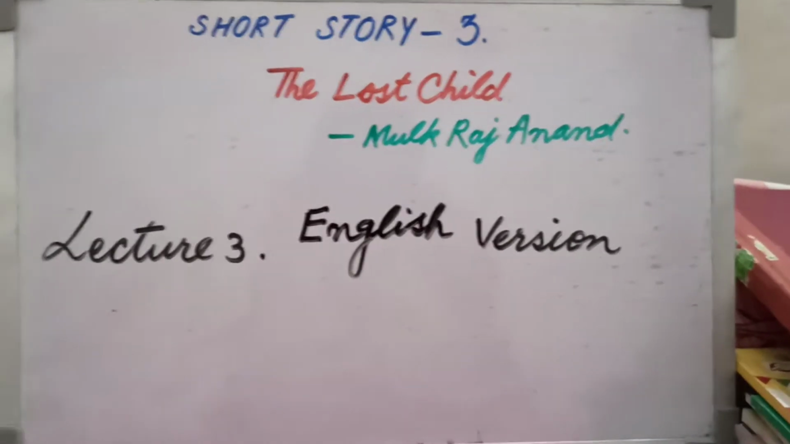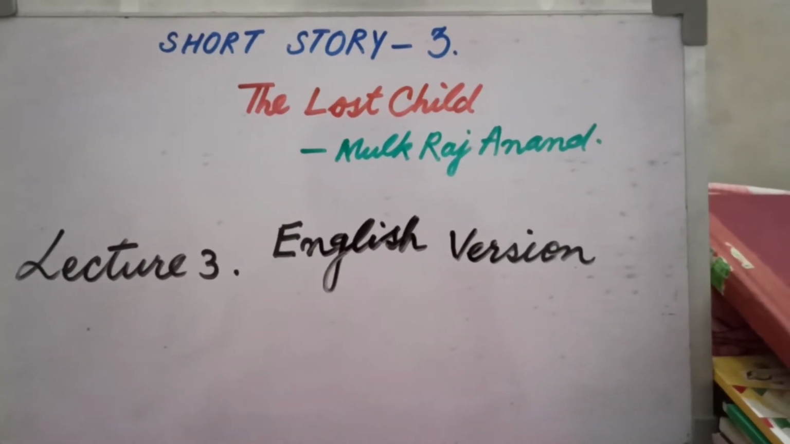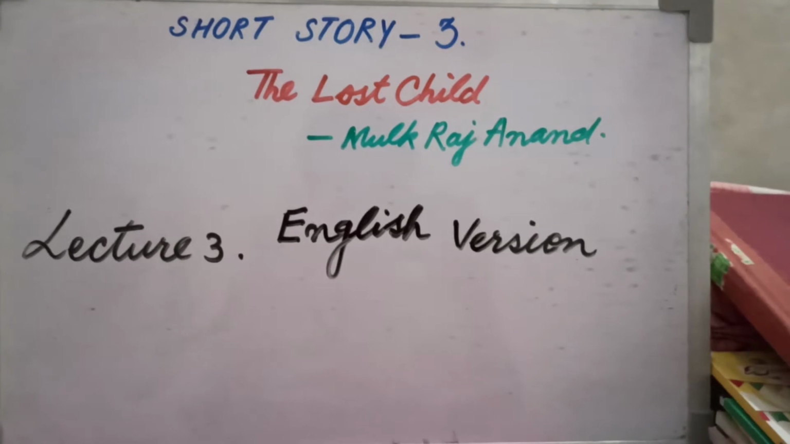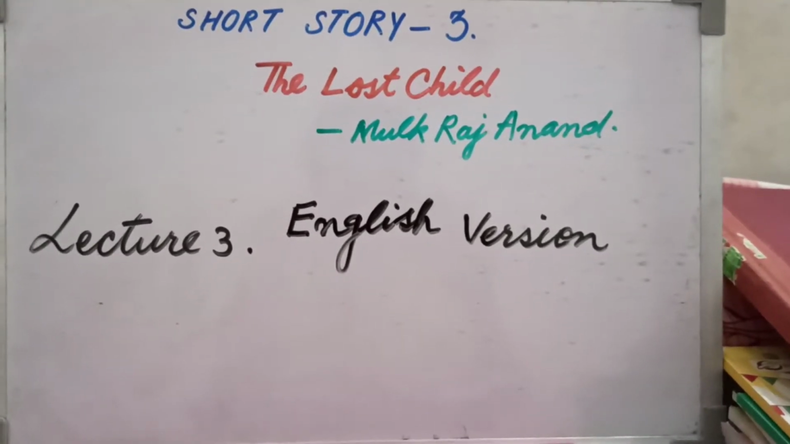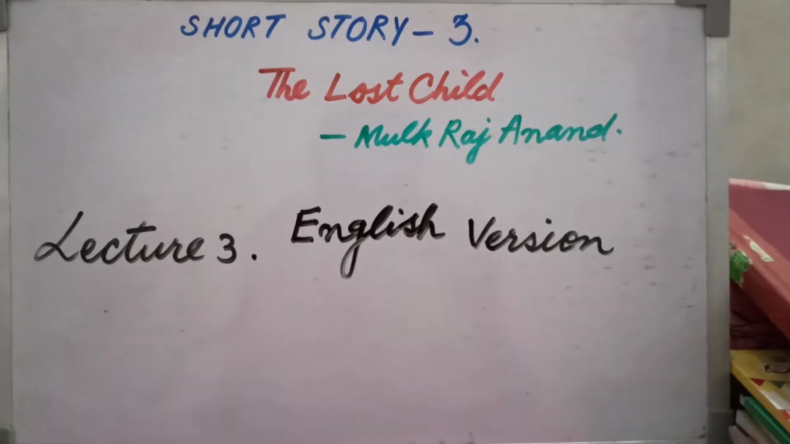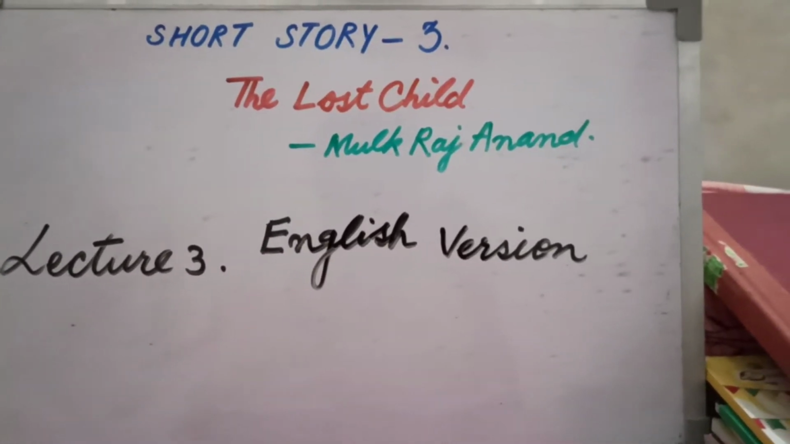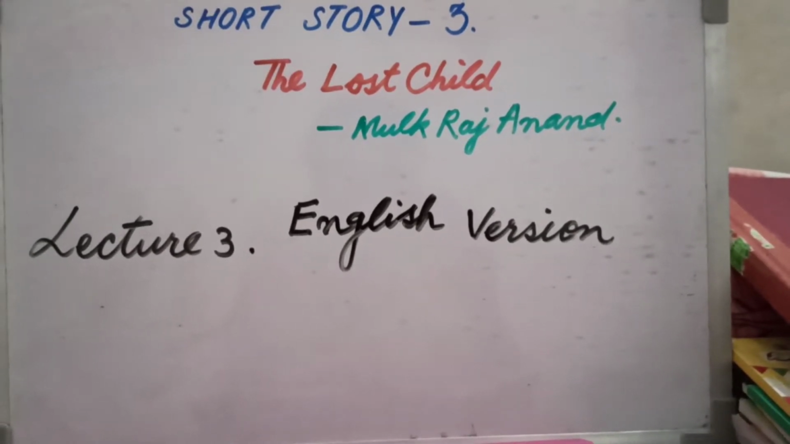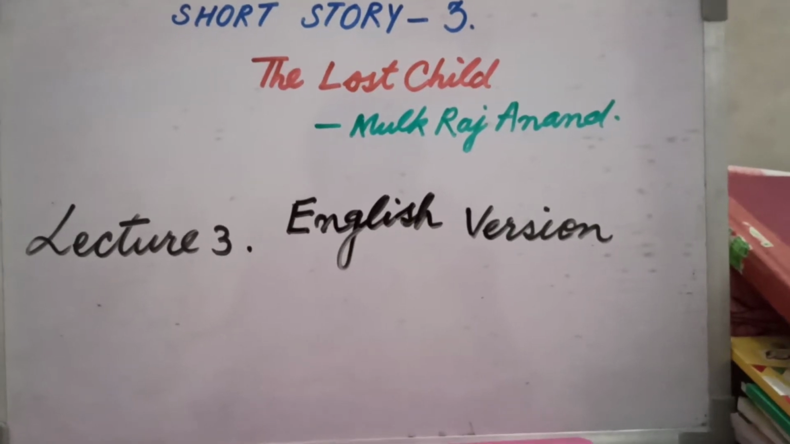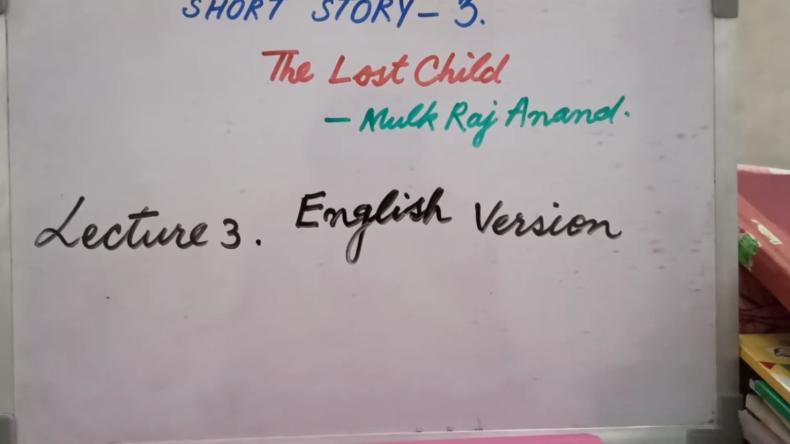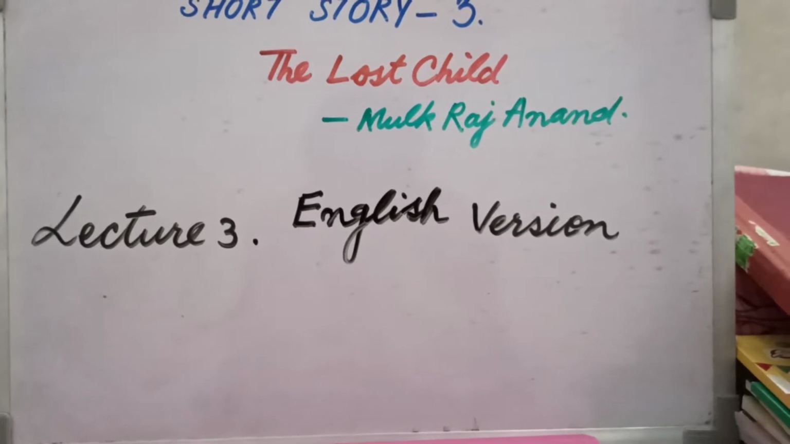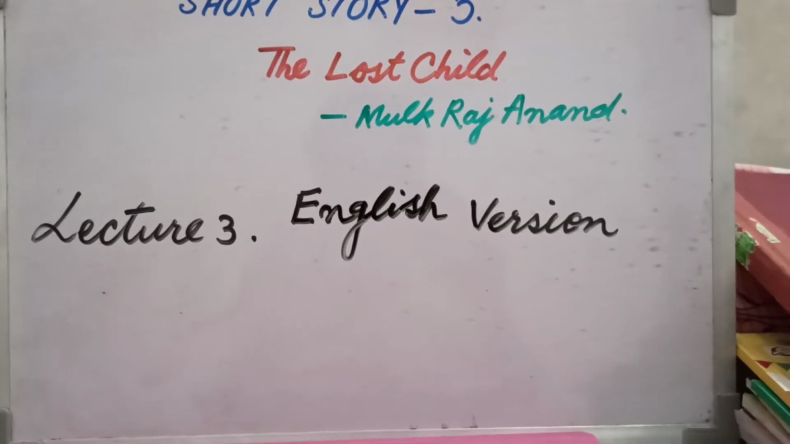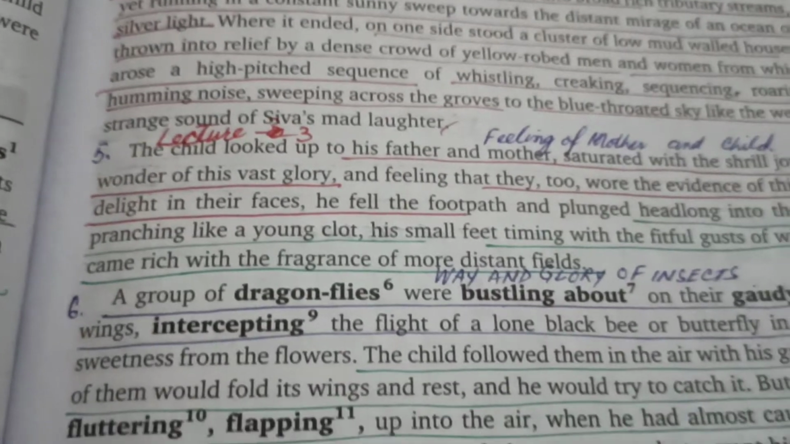Students of English literature, today in this lecture 3, our English version lecture, our topic is the lost child. We will see what was the condition and feelings of the child when he was going to enter the garden. Students, we came to know the nature in lecture second, that the child was very thoughtful and very curious. Now see, when he sees the faces of his parents, mother and father, he realized that they were in real enjoyment and ecstasy. Now let's start lecture number 3.